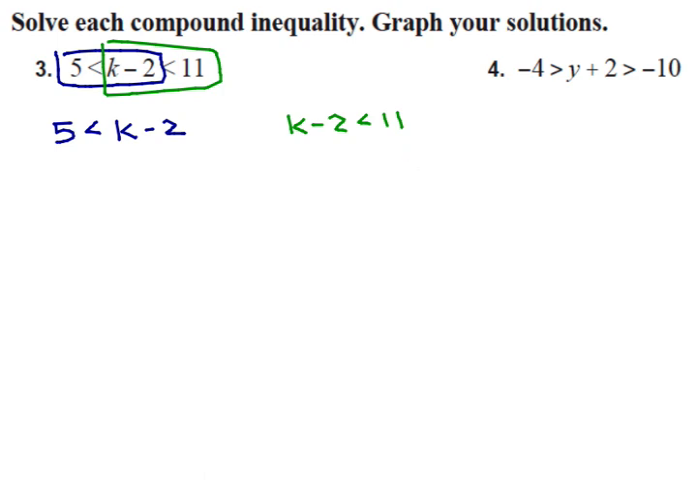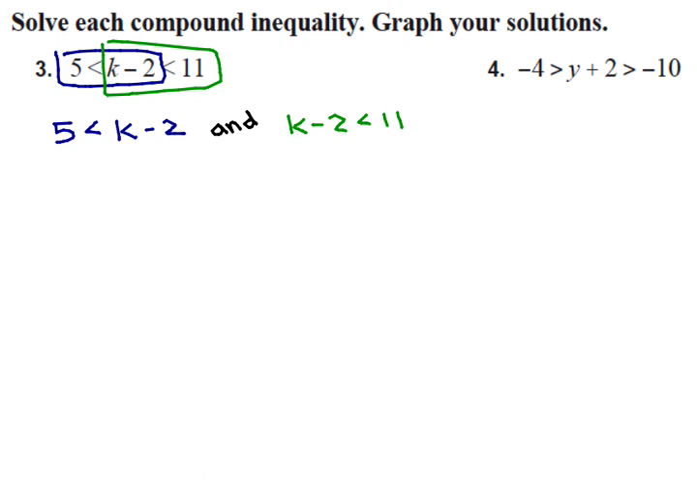The word in between these two is and or. Or. Which one is it? Or. Does it say or? No. So this says I have to be between 5 and 11. What word's in between them? And. Okay? And means both have to be true. So we're looking for this overlapping region basically.